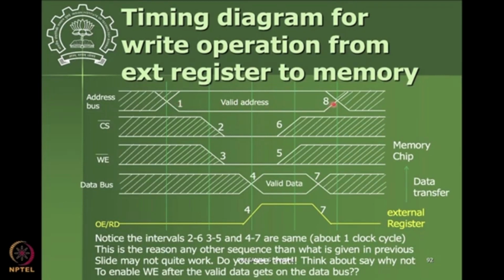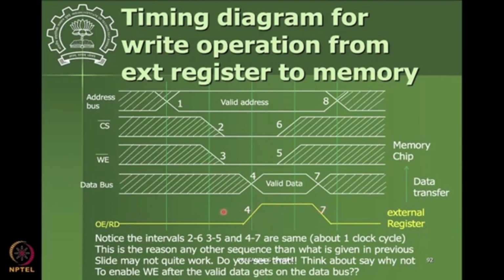All the time a valid address is there on the address bus. Then chip select bar will go low, meaning chip select happens in this domain. The write enable is happening in this domain, and the data becomes available. Valid data will become available from step 4 to 7, in this duration here.